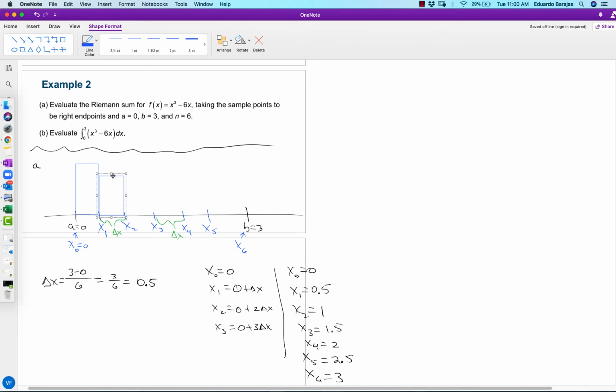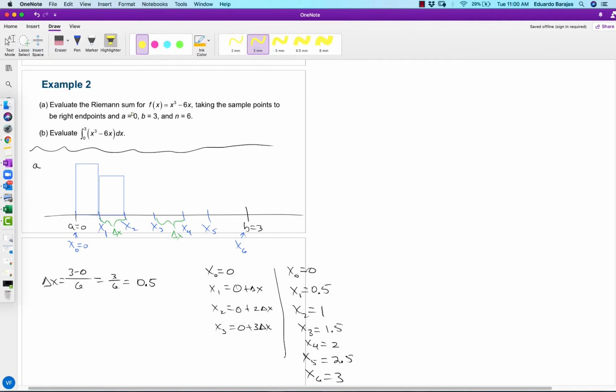And how do we determine the heights? Well, we evaluate the function at one of the points within the base of the rectangle. And we can use any rule we want. Oh, no, never mind. They said use right endpoints. Okay, so let's figure it out.